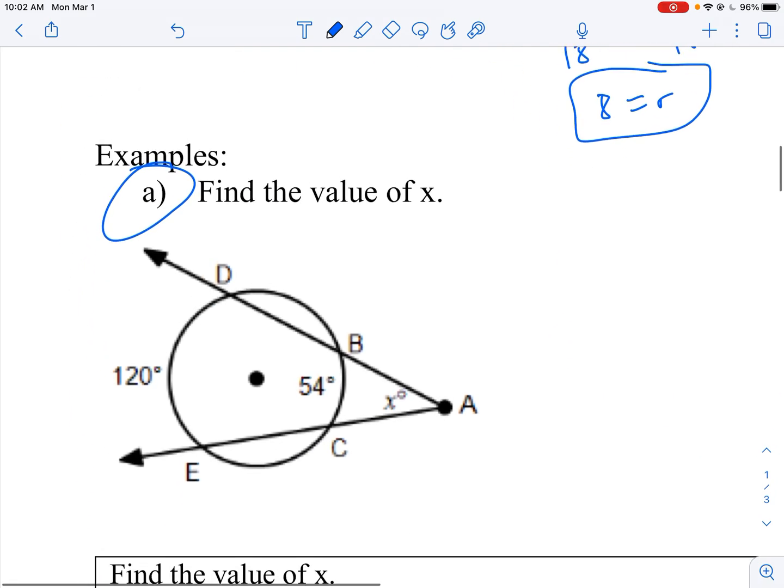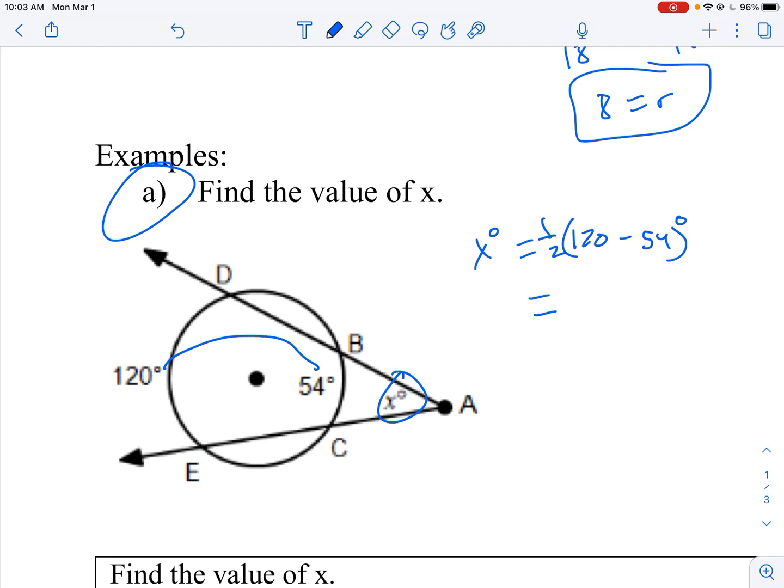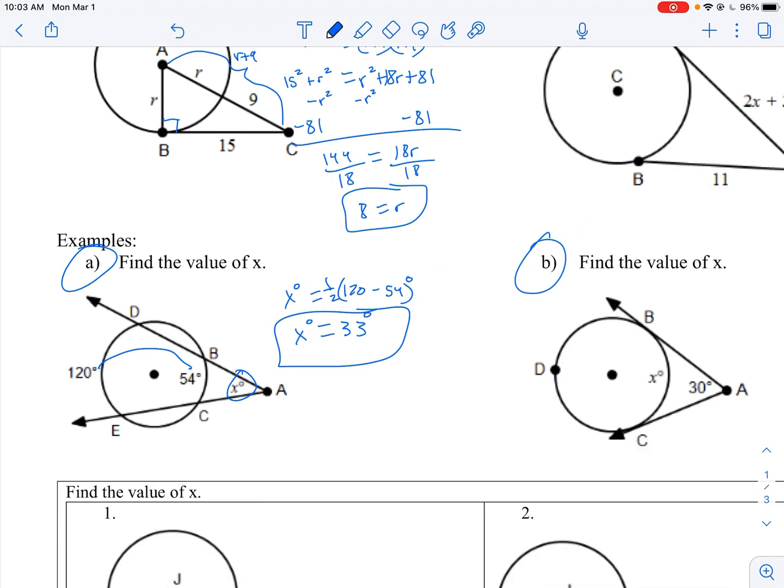Let's jump to a few other examples. This one's focusing on the angle stuff. So if you remember, this measurement is equal to these two measurements subtracted and then cut in half. So x degrees is going to equal 120 minus 54 degrees. Degrees, not squared. Cut in half. 120 minus 54 gives you 66. Cut in half. You're looking at 33 degrees. Ta-da! Solved. Easy peasy. You just have to remember the property, and you can set up your equation and solve it.